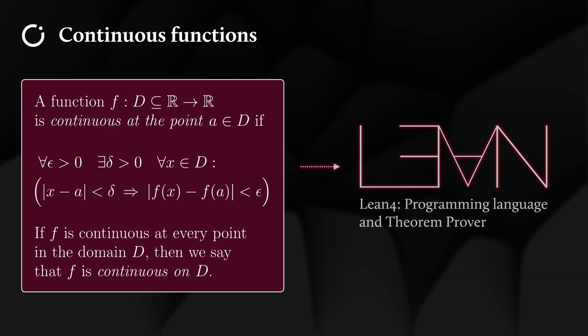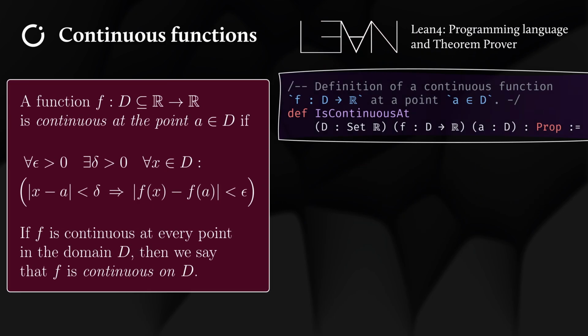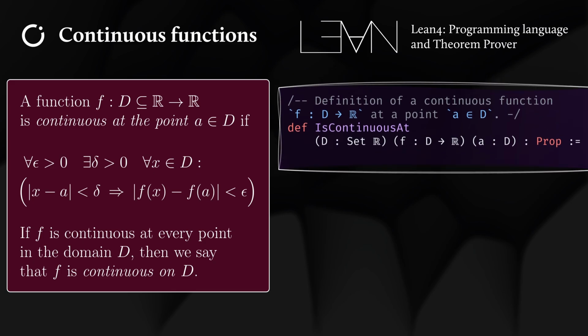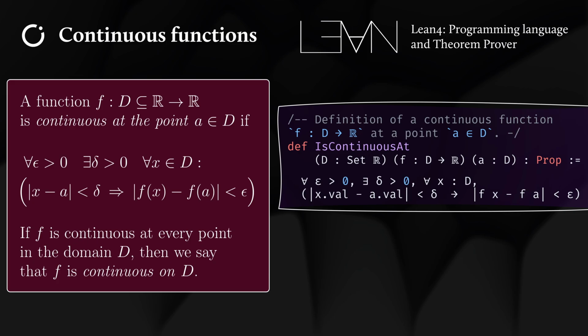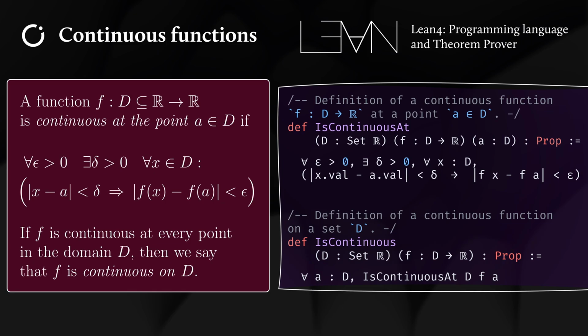Now let's see how we can formalize this in Lean. That's a programming language and theorem prover. So we just write down the definition is continuous at. We give it a set, a subset of the real numbers, and we give it a function from D to R. And then a, which is a point in D, and the type of this definition is a proposition. So we just write down for all epsilon bigger than 0 and so on. And it's basically just the mathematical definition mirrored in computer code, such that we can teach the computer what a continuous function really is. And then for the definition of a continuous function on the whole set, we just tell it, okay, well, for all a in its domain, f has to be continuous at that point a.